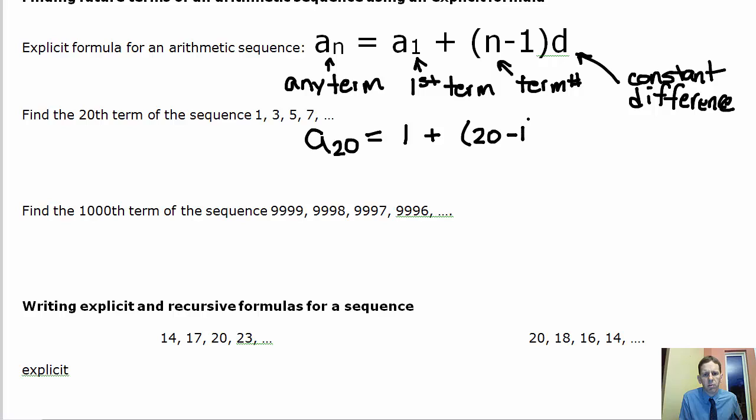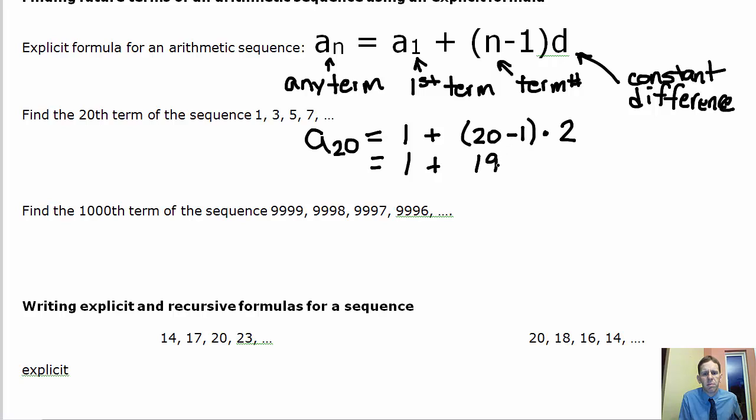We're going to subtract 1 from that number, and we're going to multiply this by the constant difference, what the numbers are changing by. These numbers are increasing by 2, so d is a positive 2. Now obviously you can use your calculator to crunch this out. You can also crunch this out, I think, without a calculator.